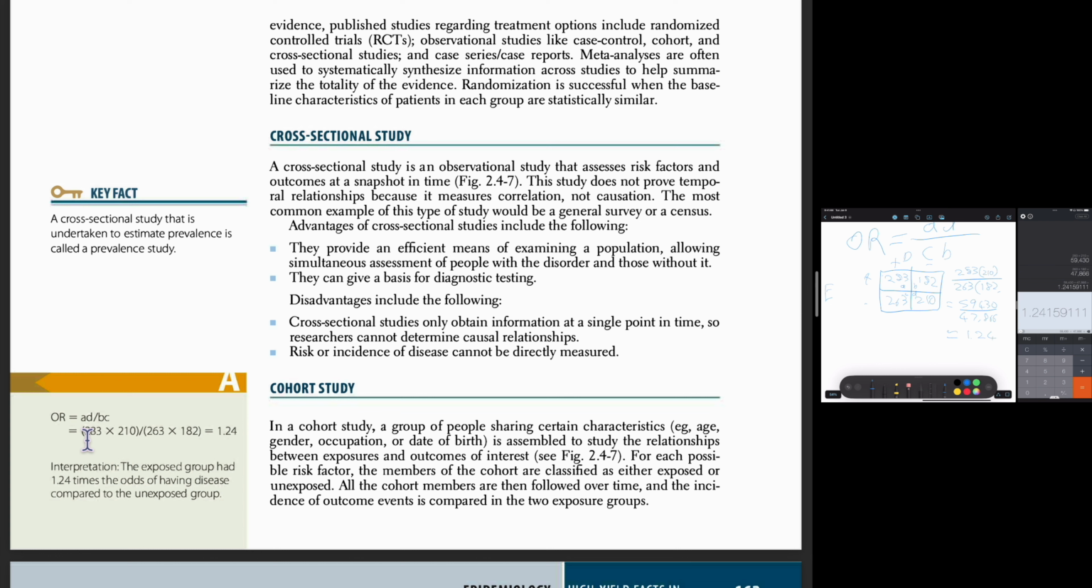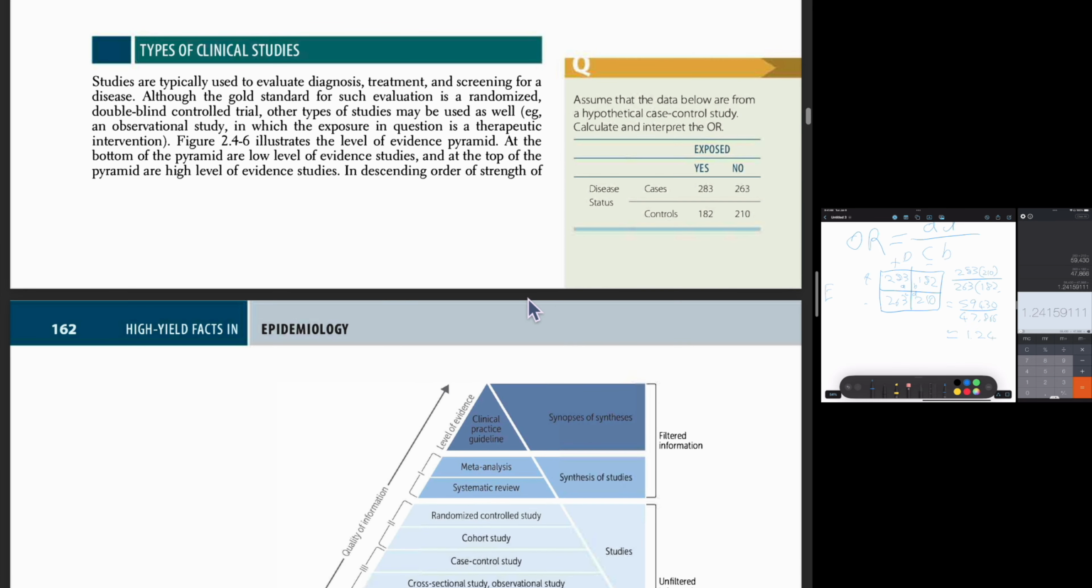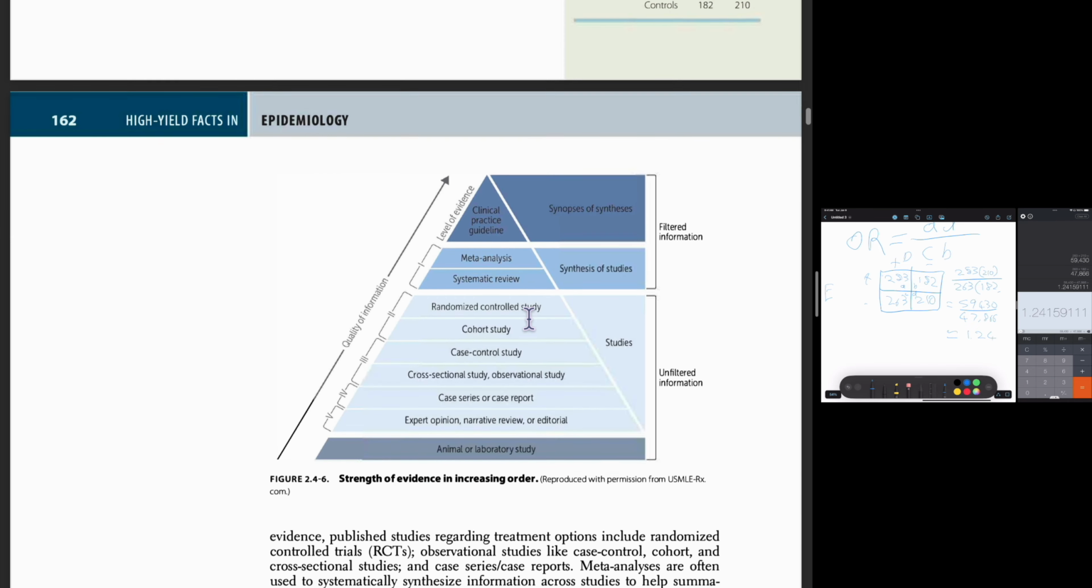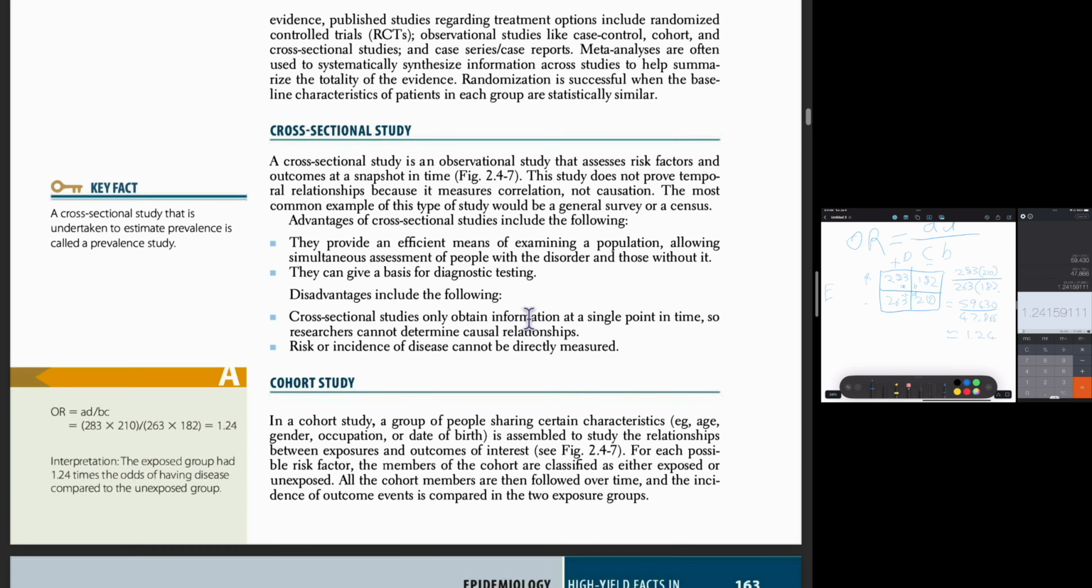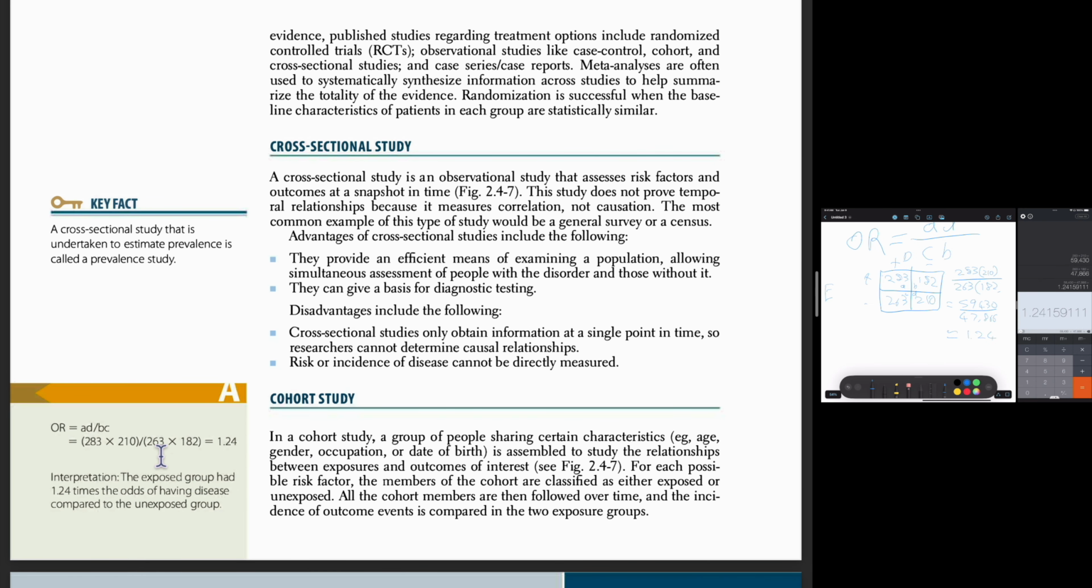Yay. Okay, so I placed them correctly. So just remember the exposed and disease one, and then just play. You're gonna have to rearrange the chart for this to work, and then you'll get the answer. Honestly, it has been a while since I did some kind of calculation, so I'm quite happy with this. Interpretation: the exposed group had 1.24 times the odds of having disease compared to the unexposed group.